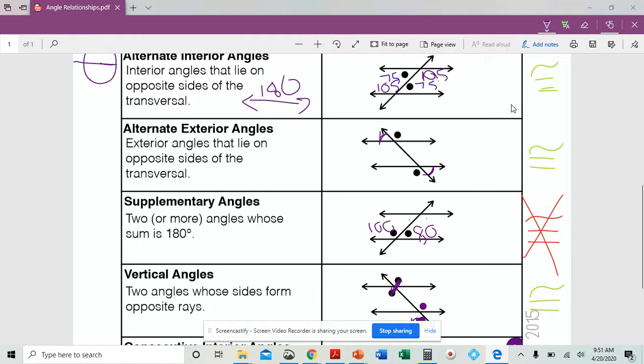So when you're going through this and you're going, oh my gosh, that's a lot of vocabulary, it's not a big deal. You're going to do really well on this.